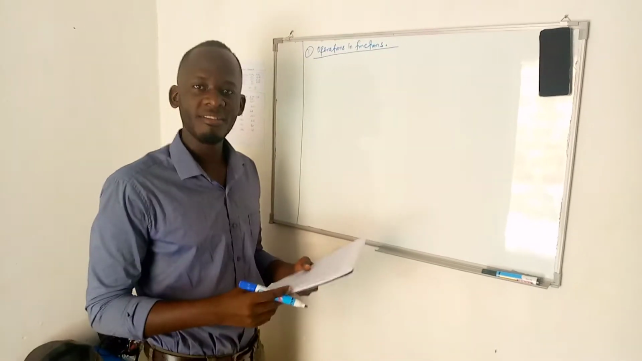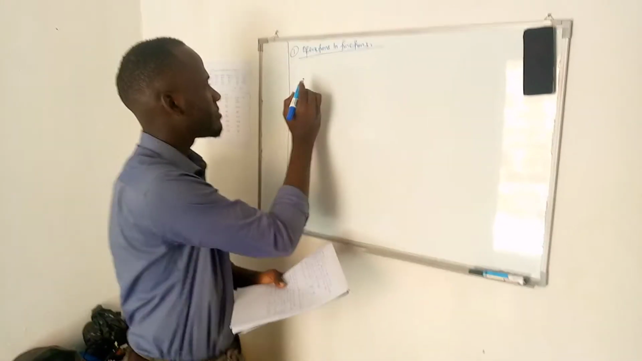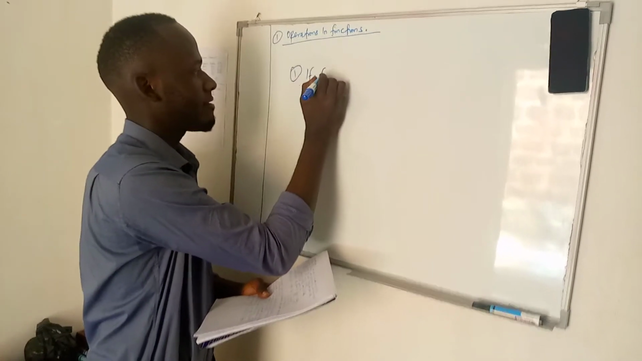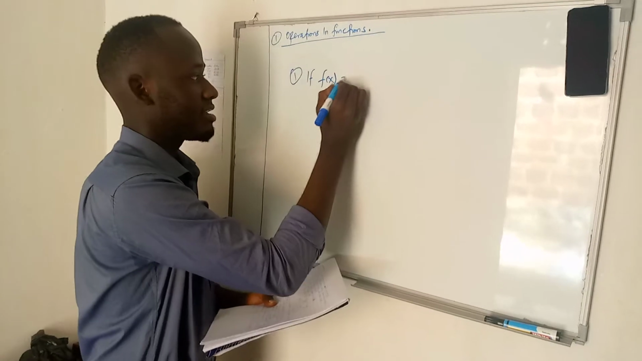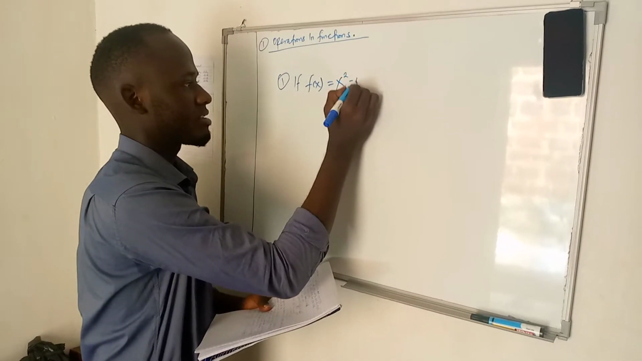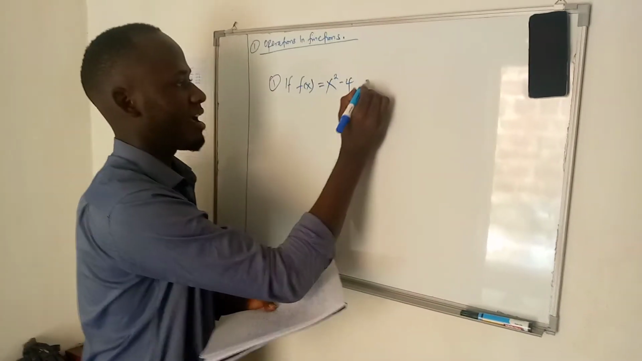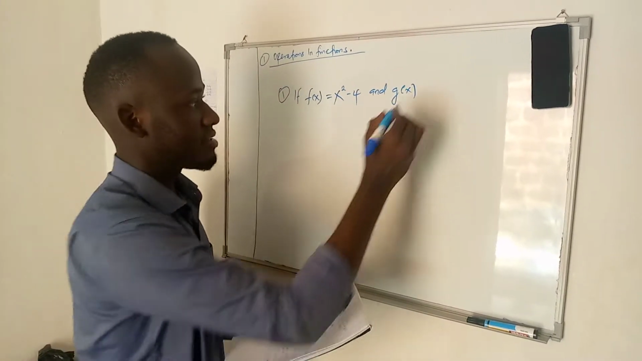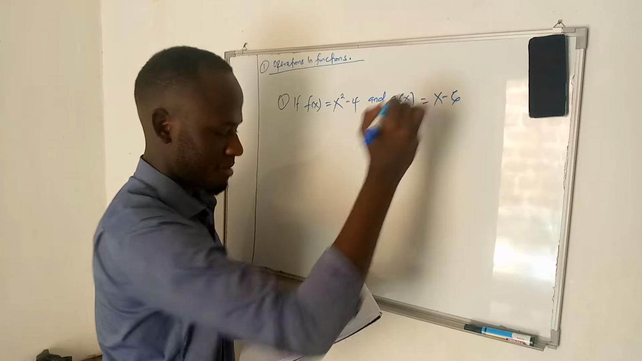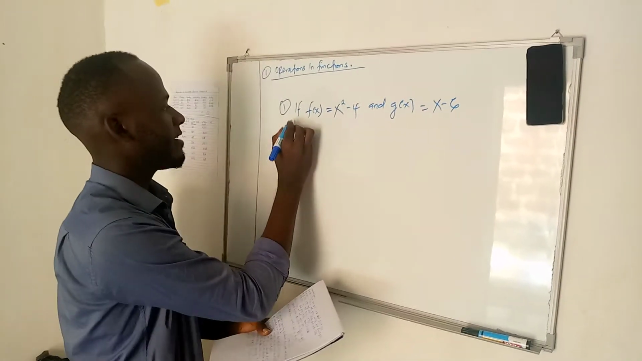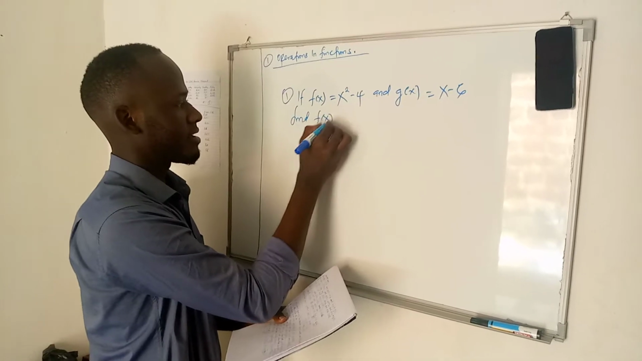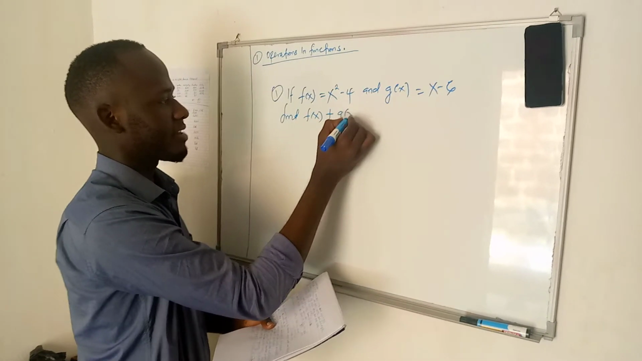Now we are given a problem. The problem is number one. It says if f of x is given by x squared minus 4 and g of x is given by x minus 4. They are saying find f of x plus g of x.